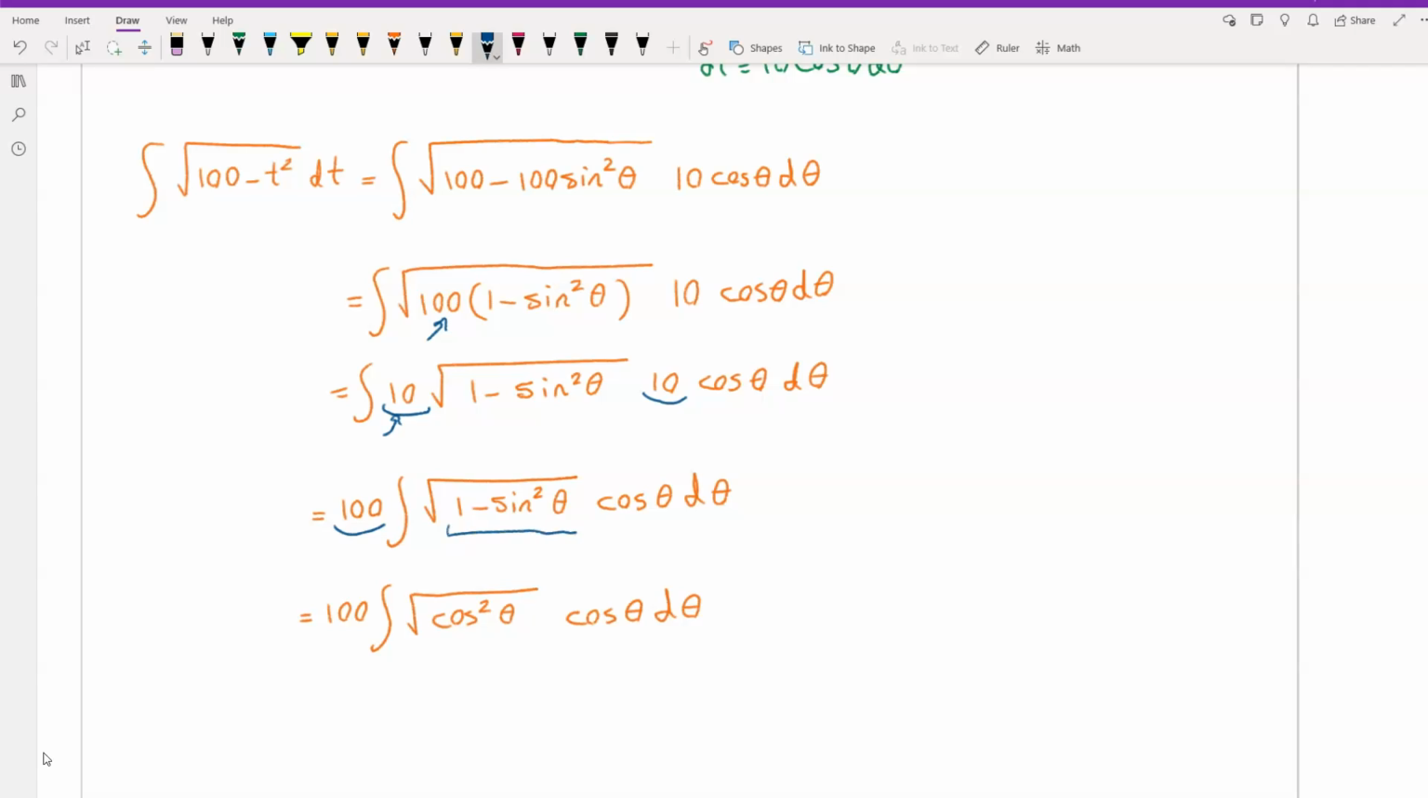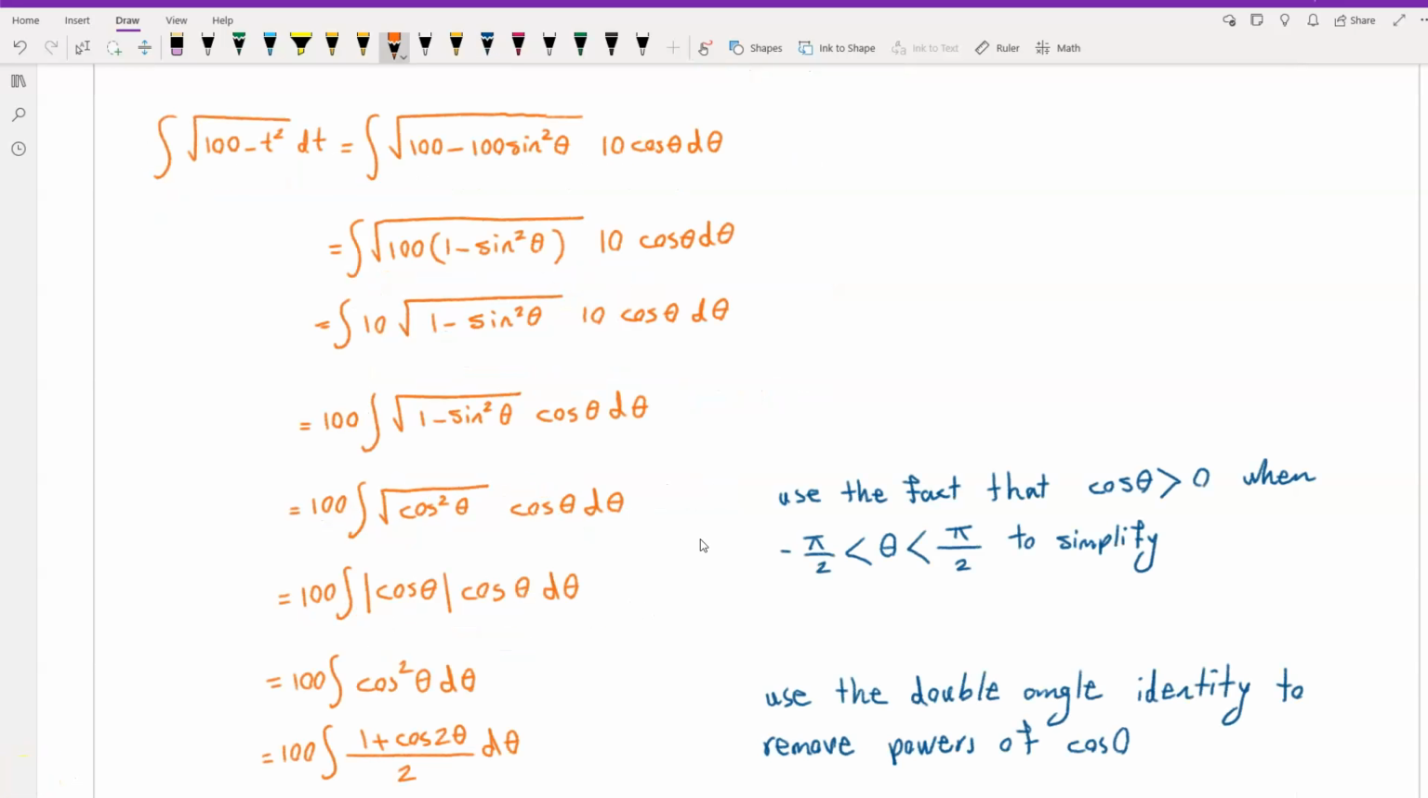Instead of 1 minus sine squared, I used cosine squared. So what we have here is equal to 100 integral square root of cosine squared times cosine times d theta. Next step, use the fact that cosine theta is greater than 0 when theta is between negative pi over 2 and pi over 2. So use this to simplify.